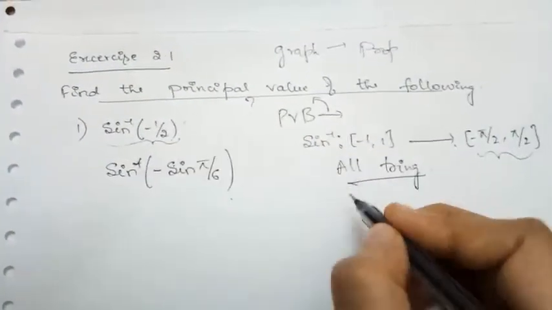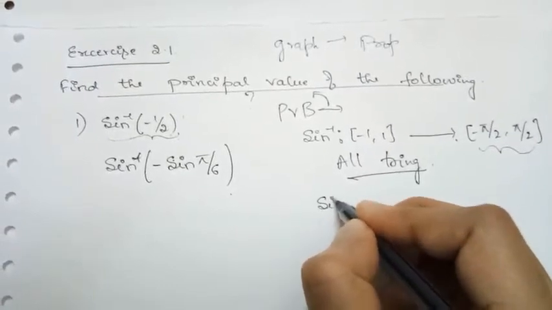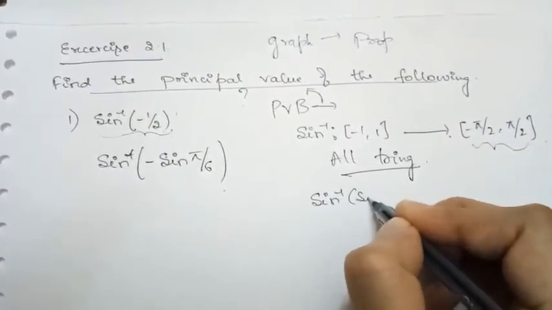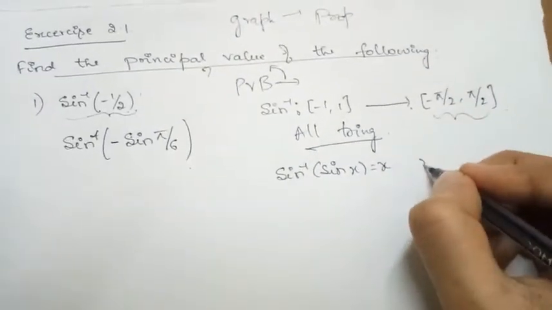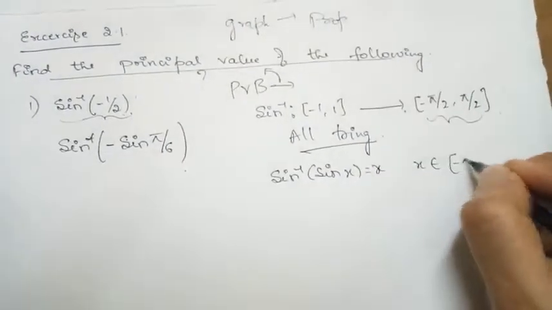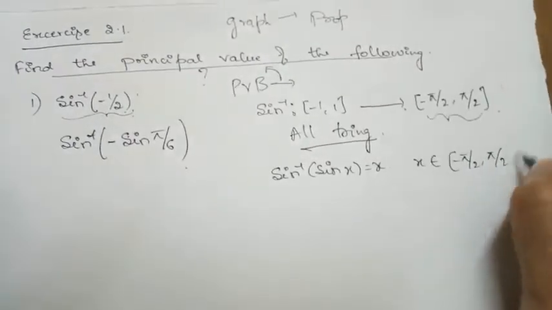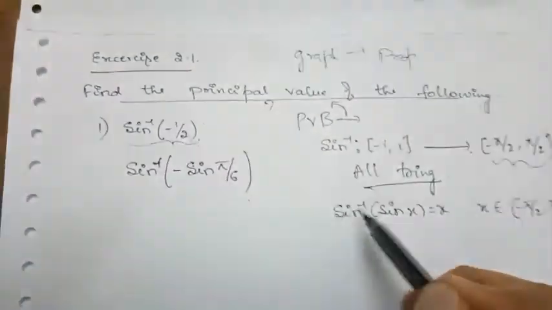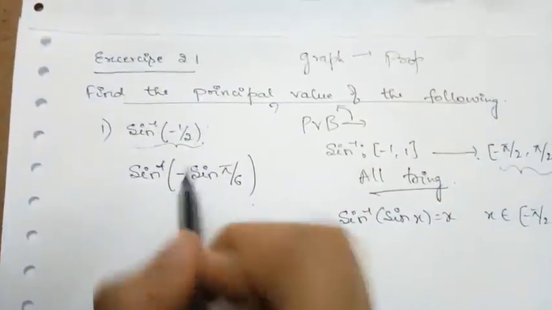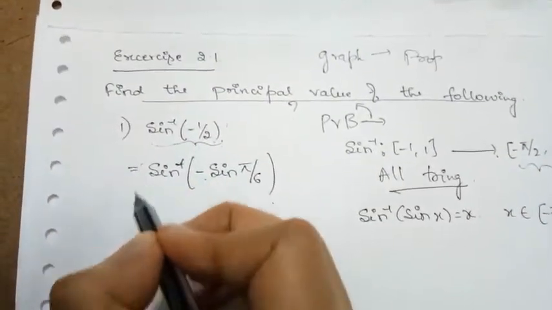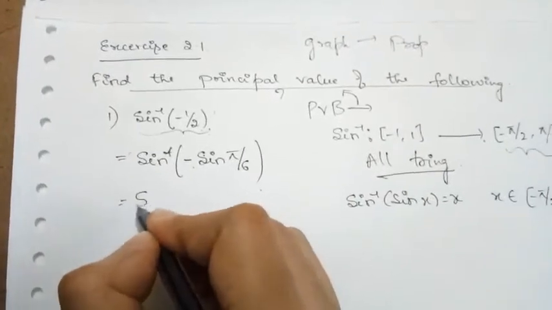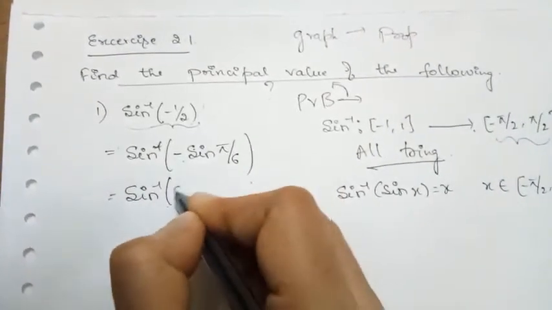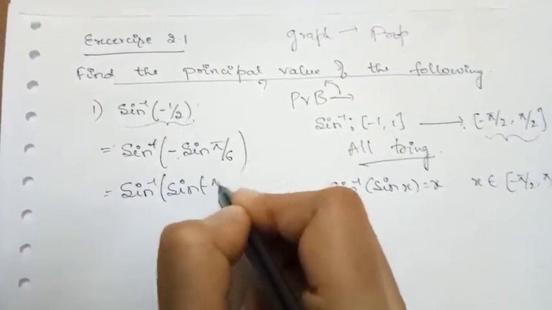But we have come across the property of the sine function, that sine inverse of sine x is equal to x when x belongs to the range minus pi by 2 to plus pi by 2. Now this is not in this format. Here we are having minus. So we are trying to bring this into this format. How? Sine inverse of sine minus pi by 6.